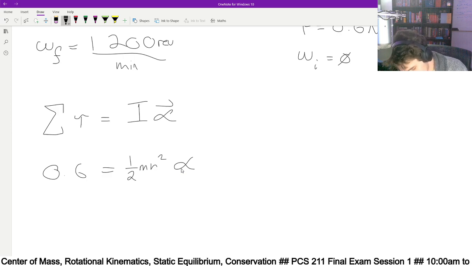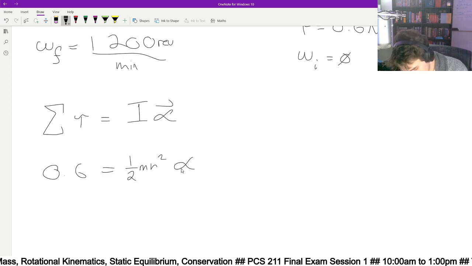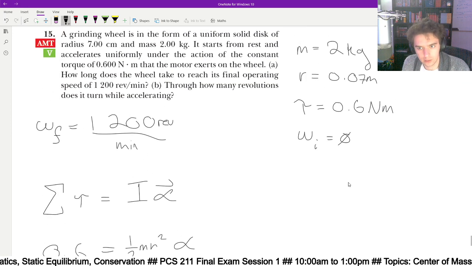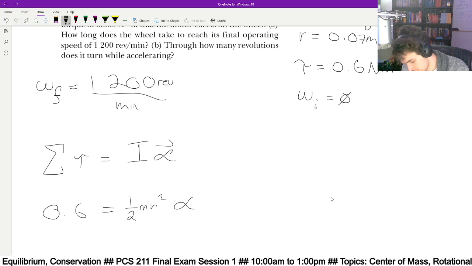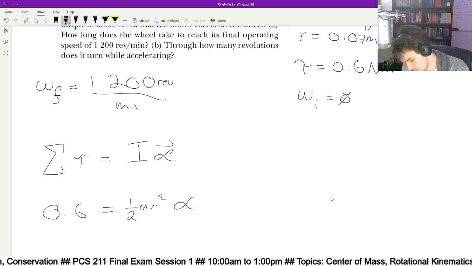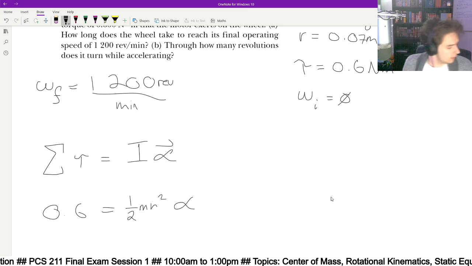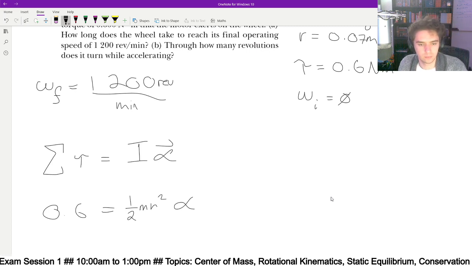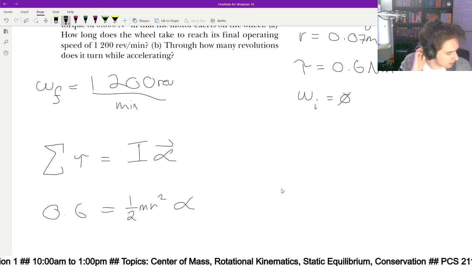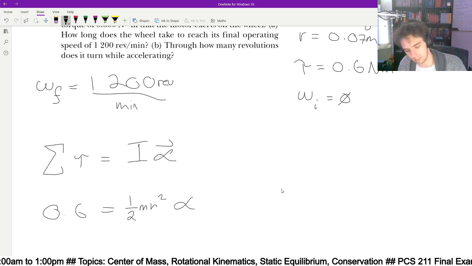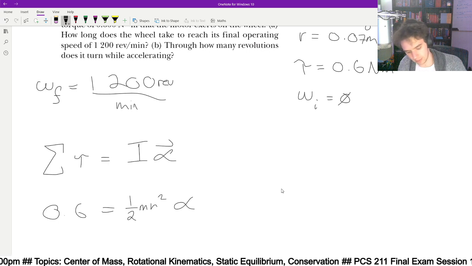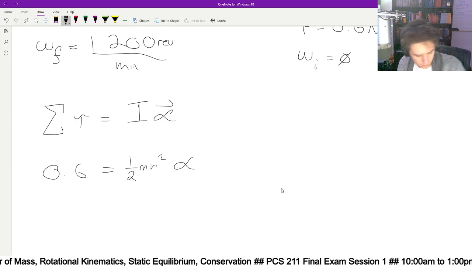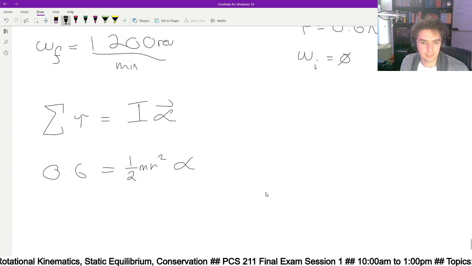Wait, is this a summation? What's that? 0.6, which is the net torque. Okay. Point mass. So is that like a formula for disks? Yeah, there's just a sheet that has a bunch of them, and you'll be given it on the exam about what the inertia is for different shapes. So that's the inertia for a disk.